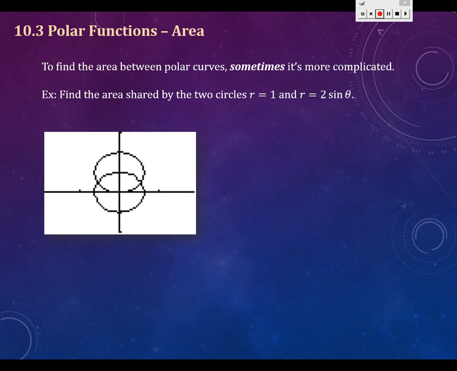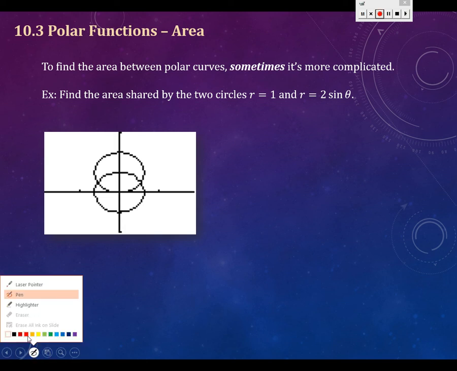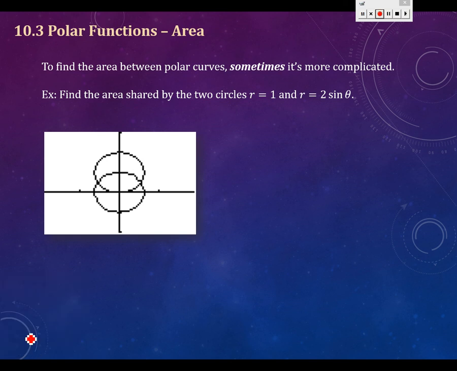Do you see already why this is more complicated and why the previous formula doesn't apply? Let's first shade the region of interest and then try and actually make some slivers that represent the thing we want to calculate here. So what is, I'll highlight in red again, the region of interest? Find the area shared by the two circles. So what does that mean? The wording is of course important on these.